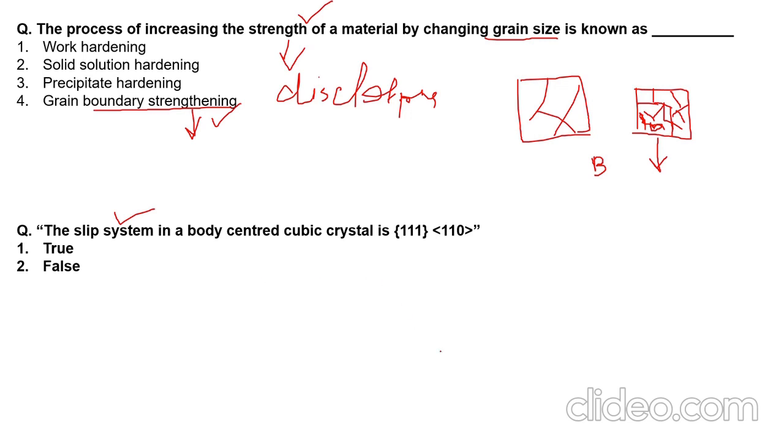Right. So we have 110 as our direction, and 110 is our plane. That is a slip system, and 111 is our plane direction for a BCC crystal. So it is reversed, right? So the answer is false.